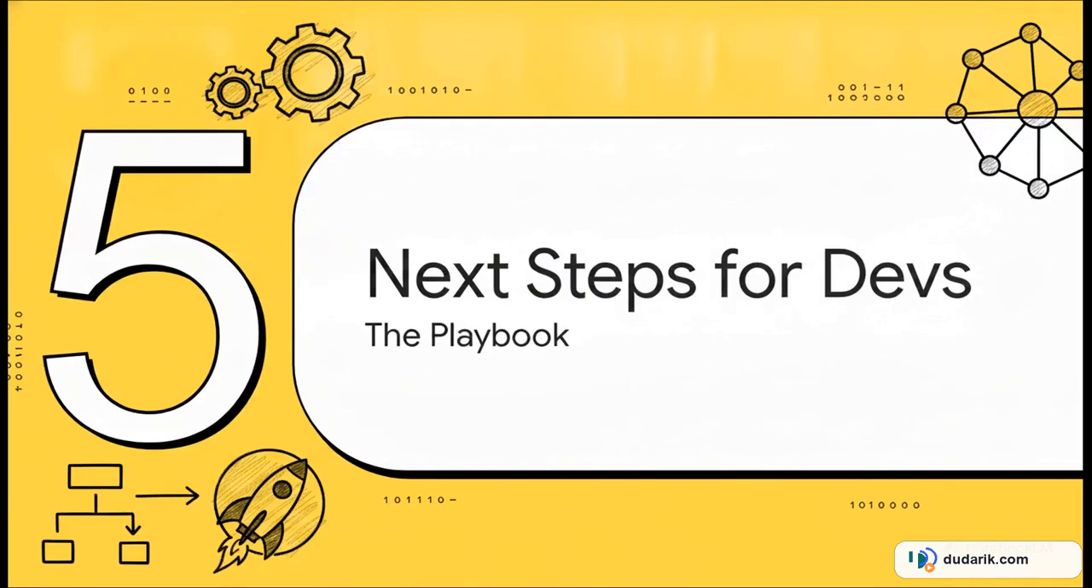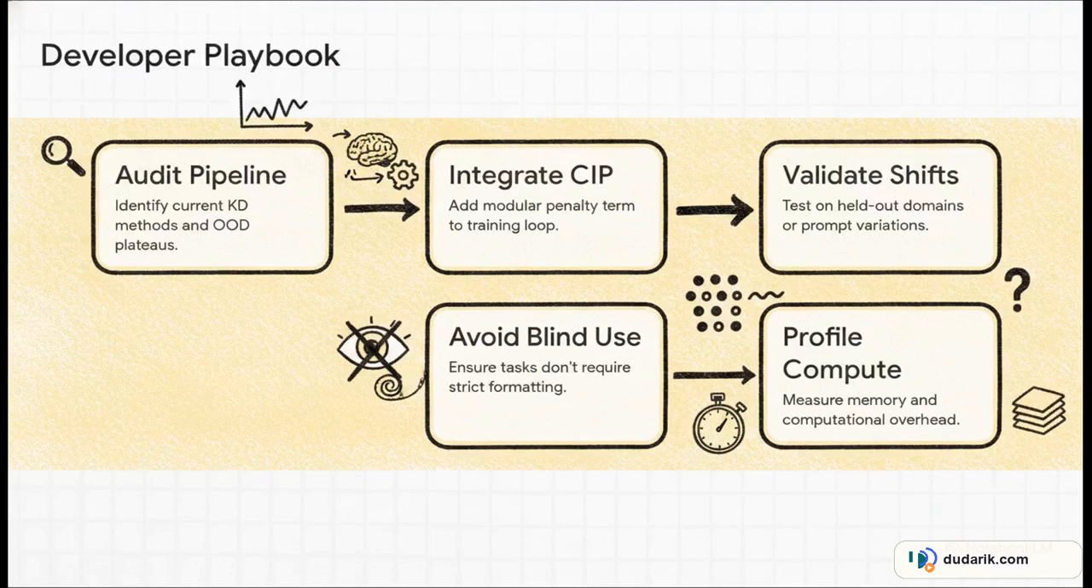Finally, Section 5, Next Steps for Developers. Let's look at the playbook. Let's move to a pragmatic guide you can use today. Step 1, audit your current KD pipeline to find where your performance plateaus, especially on OOD data. 2, integrate CIP as a modular loss. 3, validate on distribution shifts.